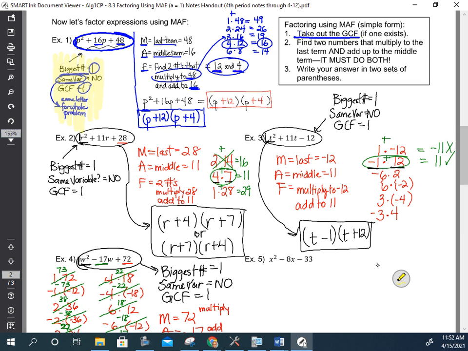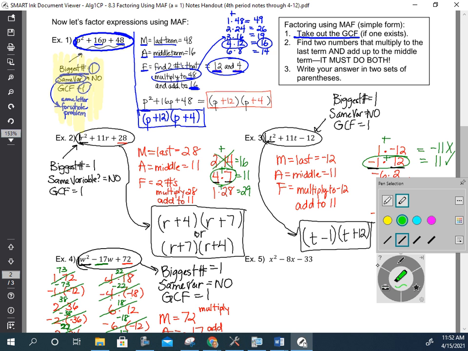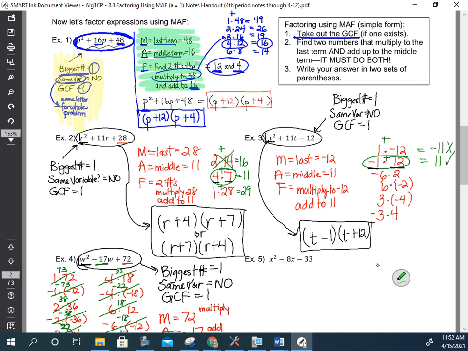There's stuff in step 1, there's stuff in step 2, there's stuff in step 3. So step 2, we do MAF. M is the last term, so that was 48. A is the middle term, 16. Find two numbers that multiply to 48 and add to 16. We wrote out all the ways we could multiply. 4 plus 12 is the only one that gives you 16. So 4 and 12 were the numbers we were going to use.